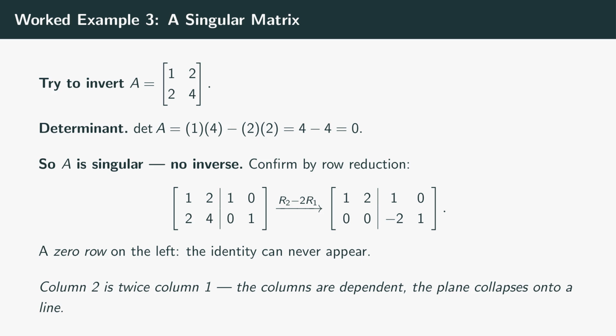And the geometry is visible right in the matrix. The second column, 2, 4, is exactly twice the first column, 1, 2. The columns are dependent. They both lie along the same line, so the transformation crushes the whole plane onto that line. Information is destroyed, there is nothing to undo.